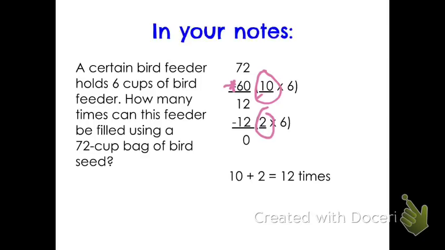However many times I subtracted the first time, I add that to the number of times I subtracted the second time, and I end up with 12 times. So the bird feeder holds 6 cups, and every time it goes empty, I can refill it 12 times from my 1 bag of bird seed before I would need to buy a new bag.